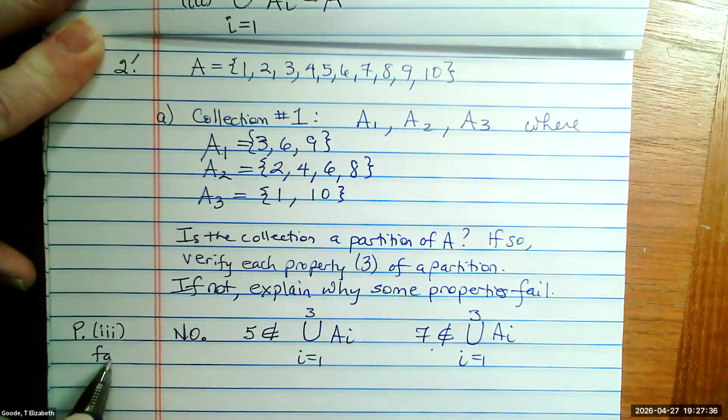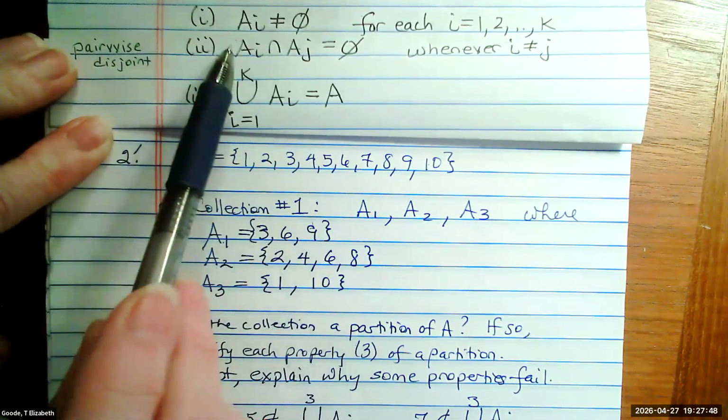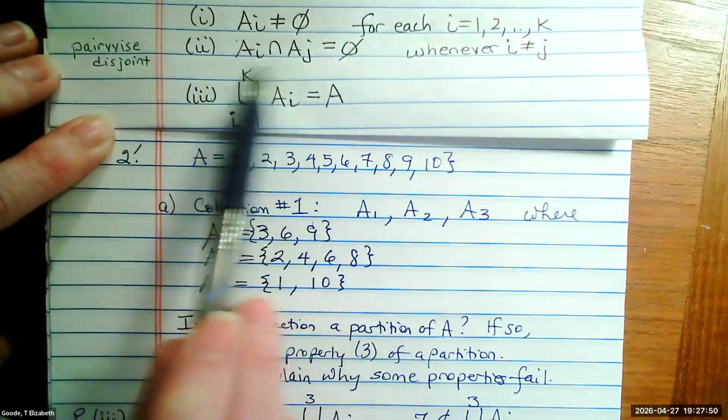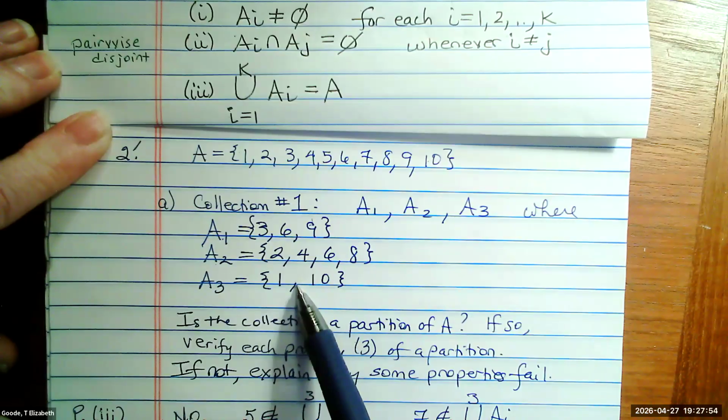Property 3 fails. Is there any other property that fails? Here are the properties. These are all non-empty, so property 1 is good. How about the pairwise disjoint? Are these sets pairwise disjoint from each other?